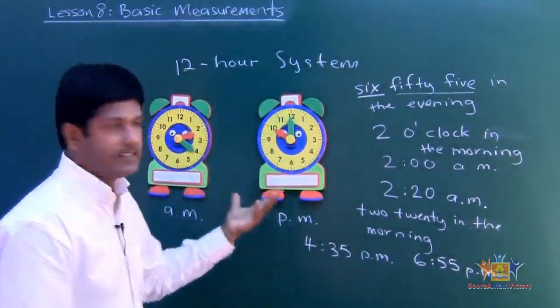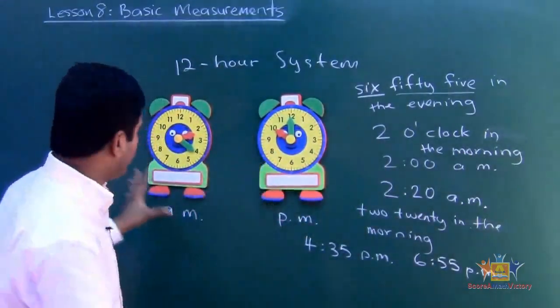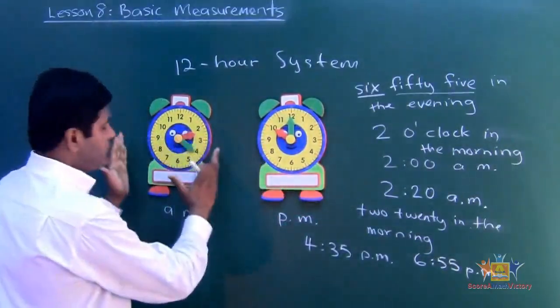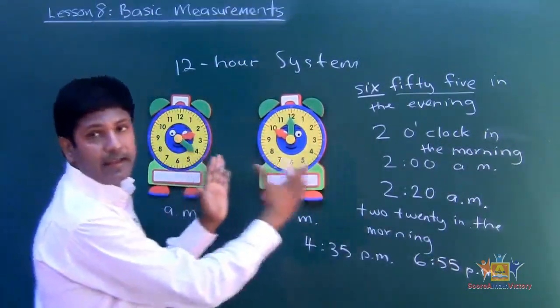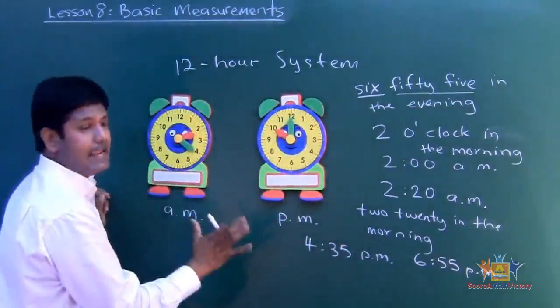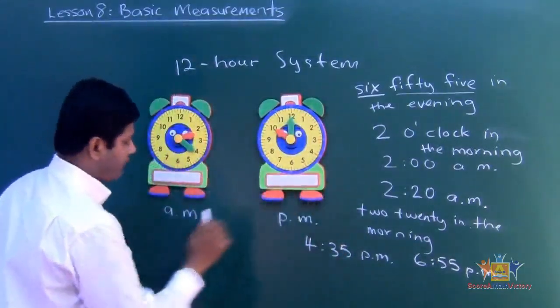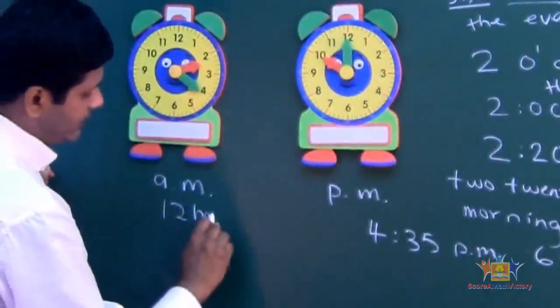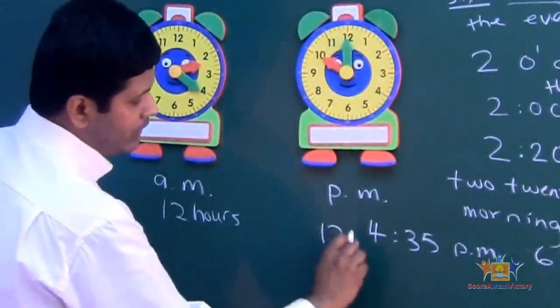You're able to understand how to look like a clock. This is a 12-hour clock. The first part of the day is what? AM. The second part of the day is PM. That makes one complete day. Now keep in mind, 12 hours, 12 hours. So 12 hours on this side and 12 hours on this side.